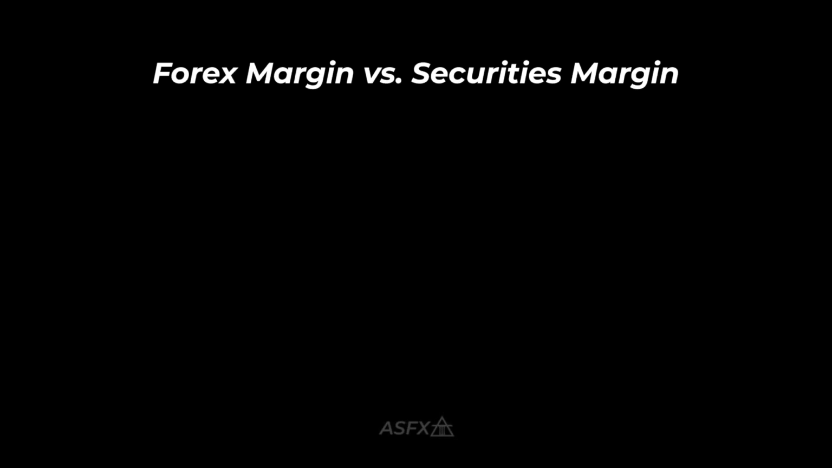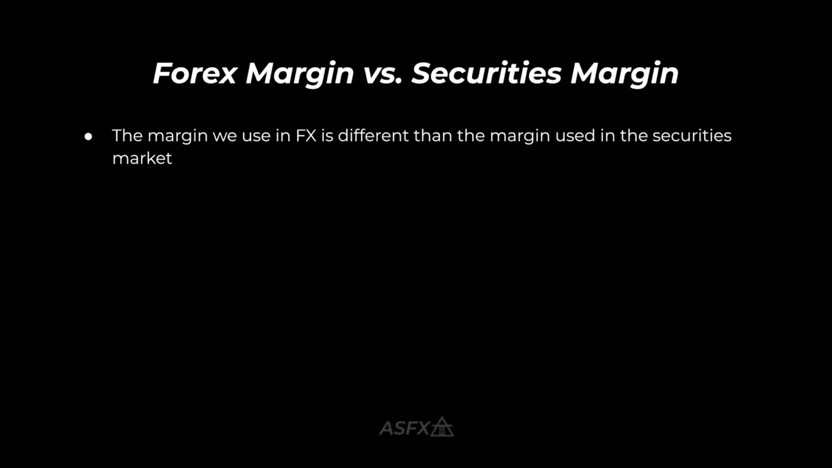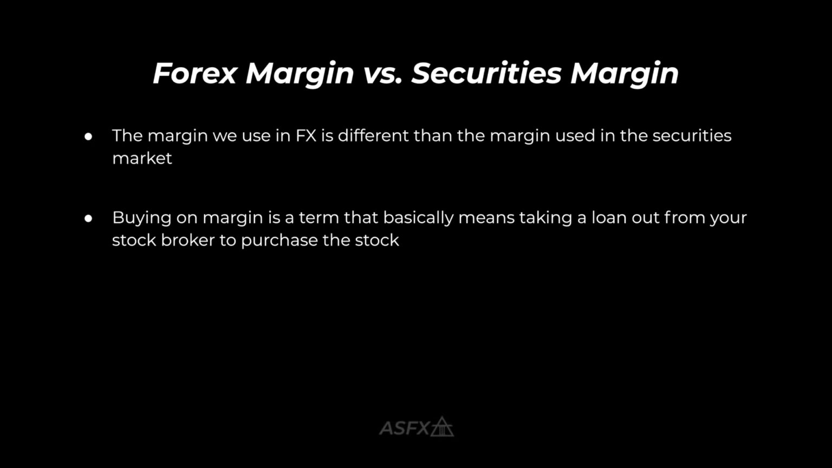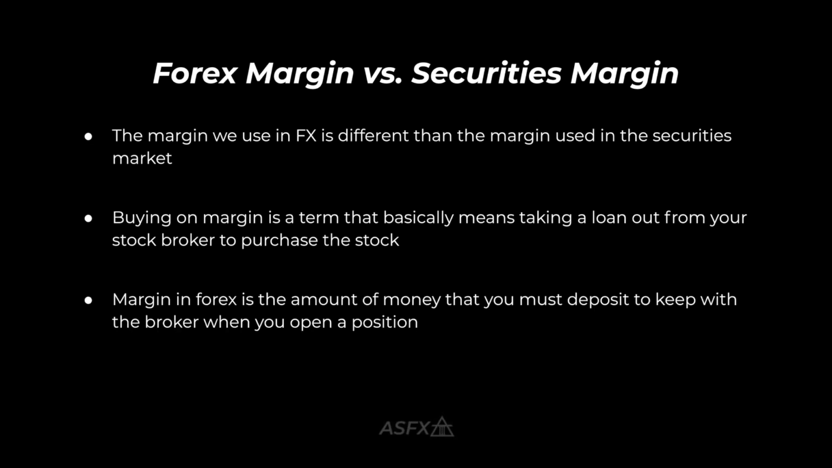So we spoke already about the difference between Forex and stocks at the beginning, on where their differences lie. But understanding margin and the differences between them is very important because a lot of people associate trading on margin as being a bad thing. But the margin that we use in the Forex market is completely different than the margin that most people are speaking about when they say that trading on margin is bad. Because buying on margin is a term that basically means taking a loan out from your stockbroker to purchase stocks. But margin in Forex is the amount of money that you have to deposit to keep the broker happy when you open a position. It's not a loan, and you never own the underlying currency pair. You're not taking the money as a borrow as you are in the stock market.